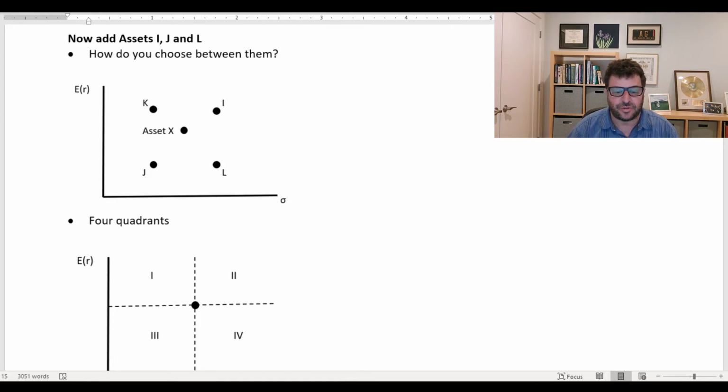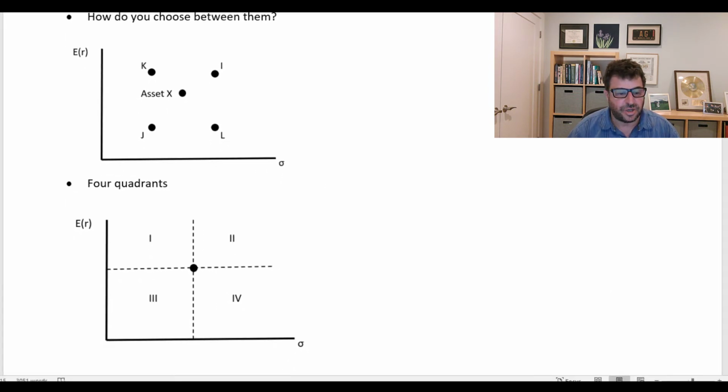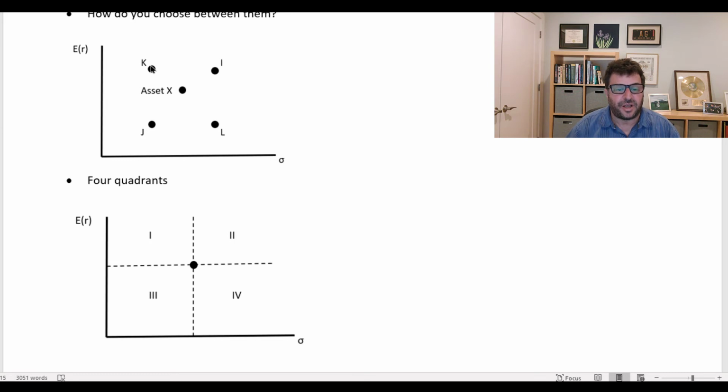I'm going to adjust this a little bit. How do I choose between these assets? Well, now I add I, J, and L. Let's think about this. I have 4 quadrants, and X is in the middle of the quadrant, and I can see that anything that's in quadrant 1 dominates X. It has lower risk, it has higher return, and so everyone would prefer everything in quadrant 1 to asset X. And I can also see, similarly for asset L, anything in quadrant 4, X is better because X is going to have less risk and greater return. And so I can see that X dominates L and K dominates X.